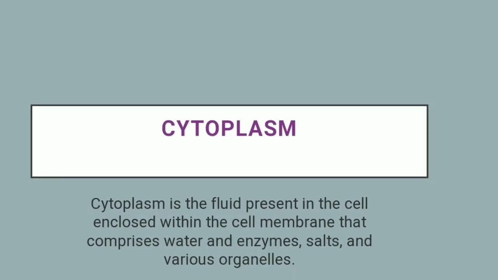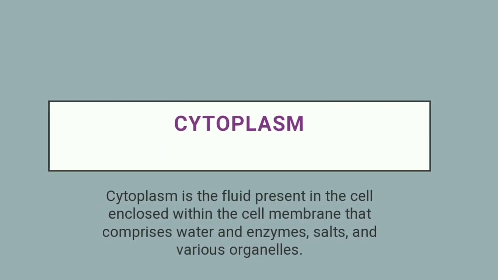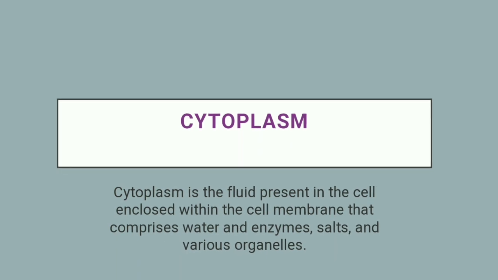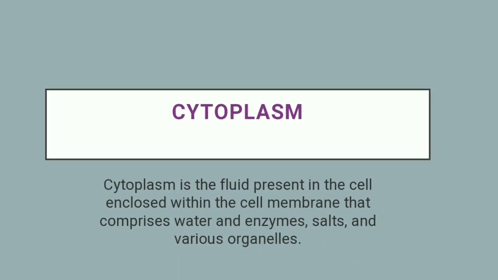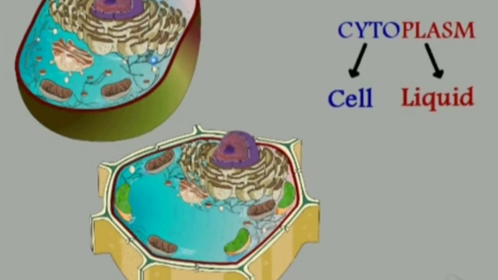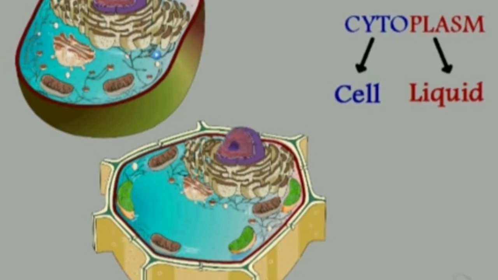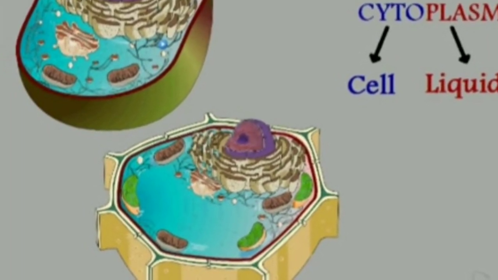Cytoplasm is defined as the fluid present in the cell, enclosed within the cell membrane, that comprises water, enzymes, salts and various organelles. Cyto means cell and plasm means liquid. The liquid which is present inside the cell is called cytoplasm.